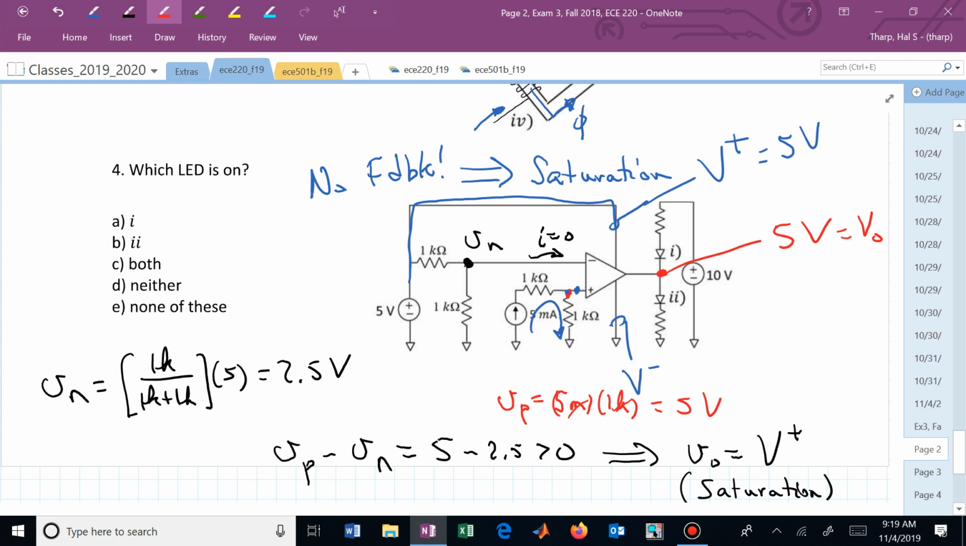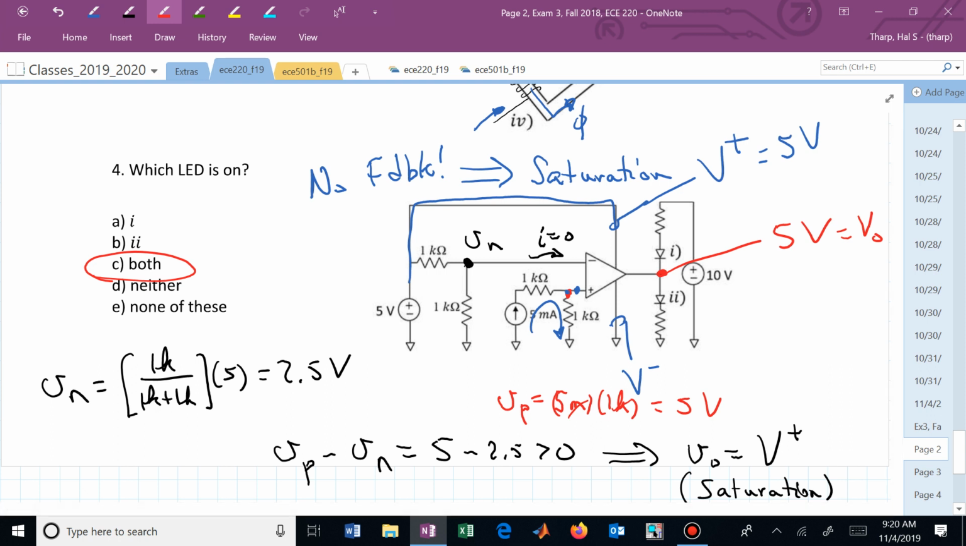What about diode 1? Its positive pin, if no current was flowing, is 10, and its bottom pin is 5. It's forward biased as well. Diode 1 is also on. Both diodes are on. I hope the answer is C. That's how you try to work.